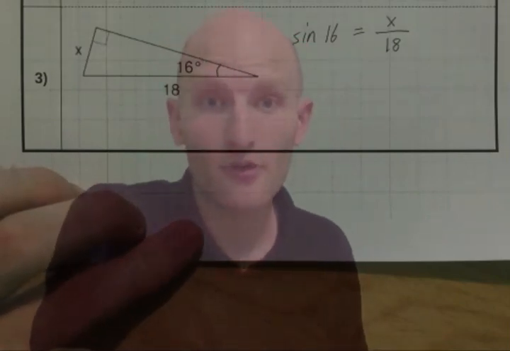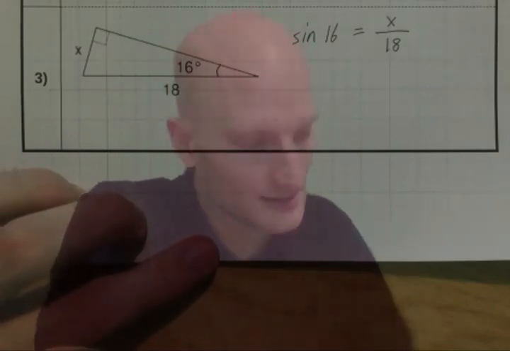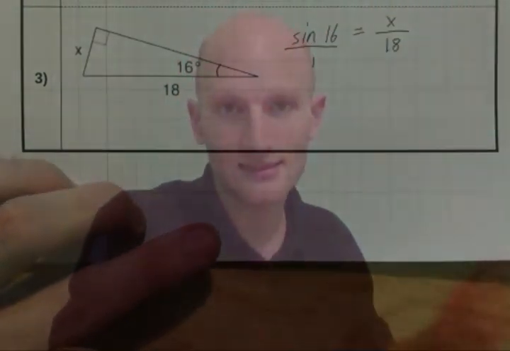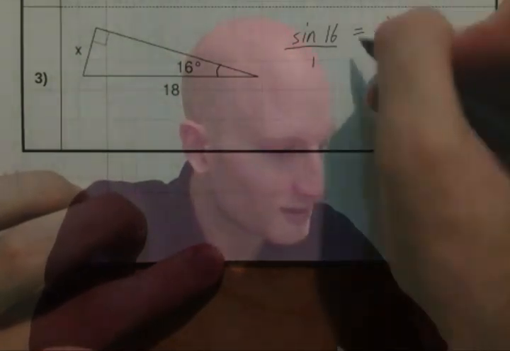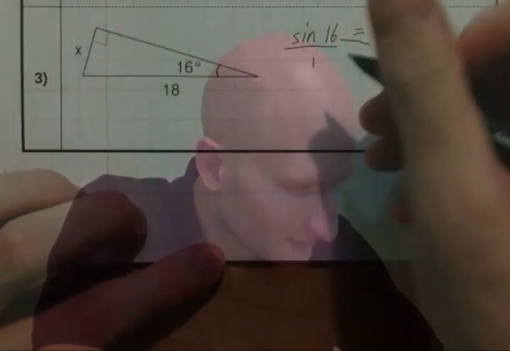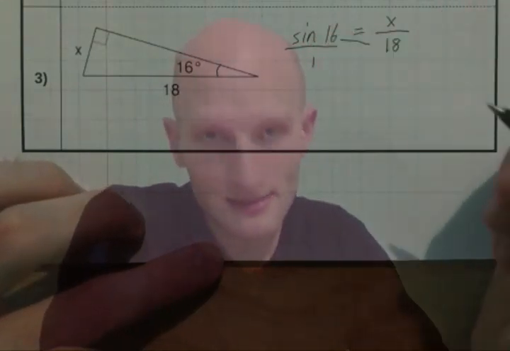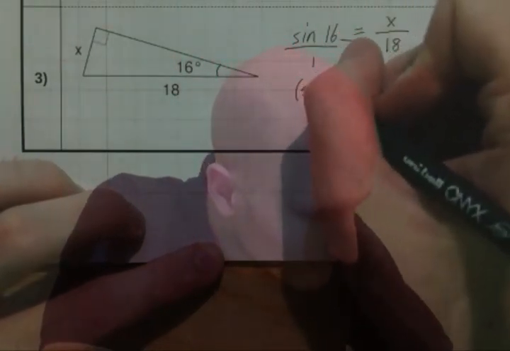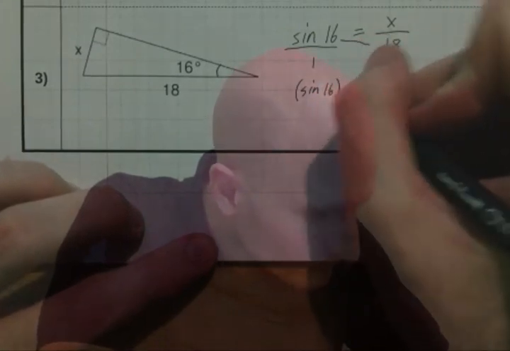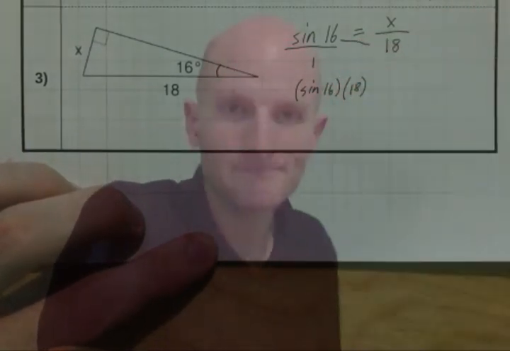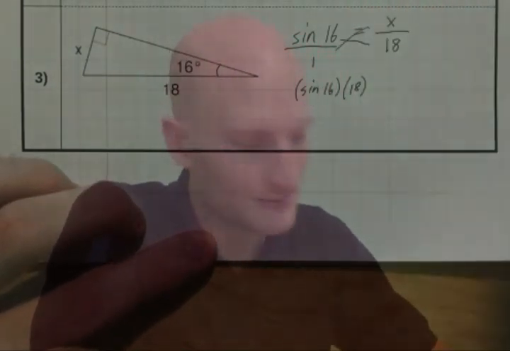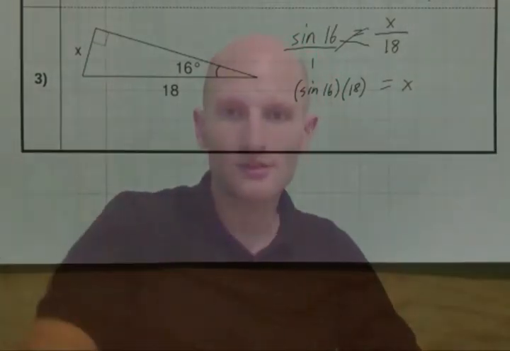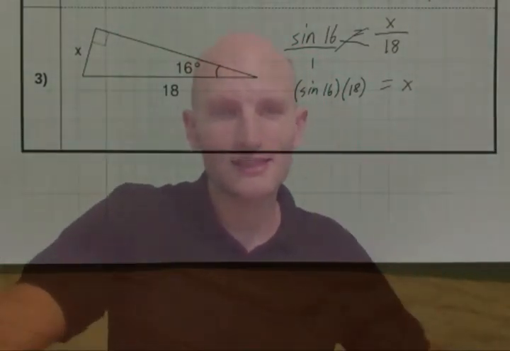So now how do we find X? We need to cross multiply. Before we cross multiply, we want a fraction on both sides. So we're going to say sine of 16 over 1 is the same as sine of 16, right? So now this one is easier, I think, like number 1. So sine of 16 times 18, or you could say 18 times sine of 16, equals X times 1, or X. So literally just multiply sine of 16 times 18. So let's do it.